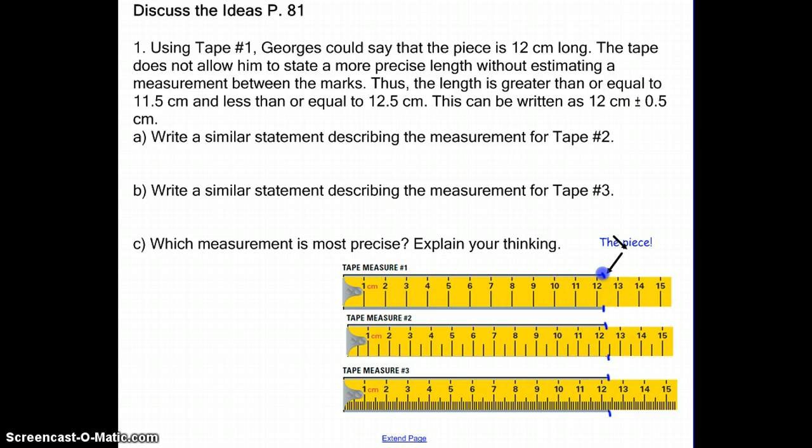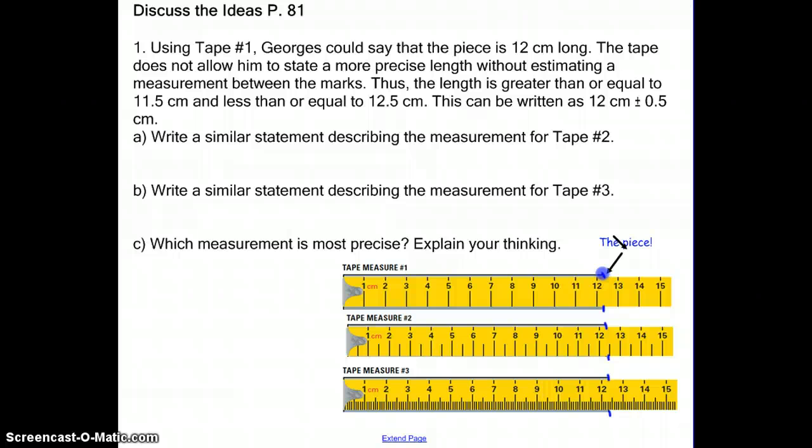That's the piece that he's trying to measure. So he says that the piece is 12 centimeters long using tape measure 1. Now we can all see that it's a little bit bigger than 12 centimeters, but we can't make a more precise length with tape measure 1. So that's all he has to go with.